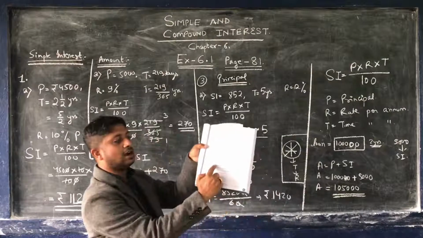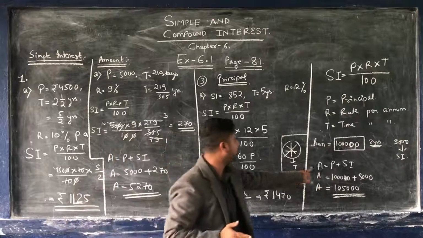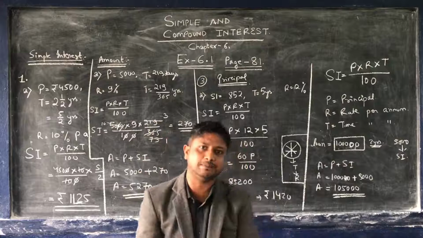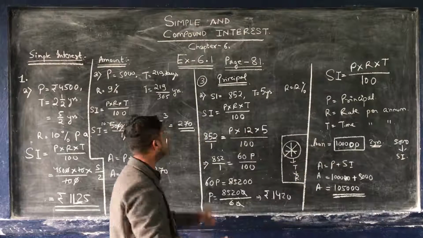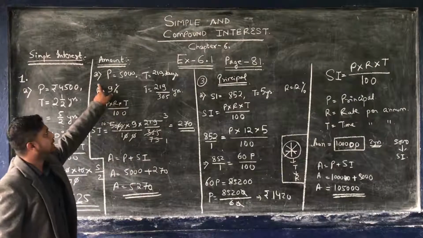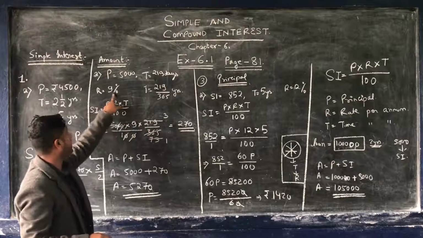The next pattern is amount. Amount itself means P plus SI. That means here also you have to find first the simple interest, then only you can find the amount. Let us see what is given in the second question. In my second question, principal is given as 5,000. My time is given as 219 days and rate is given as 9%.